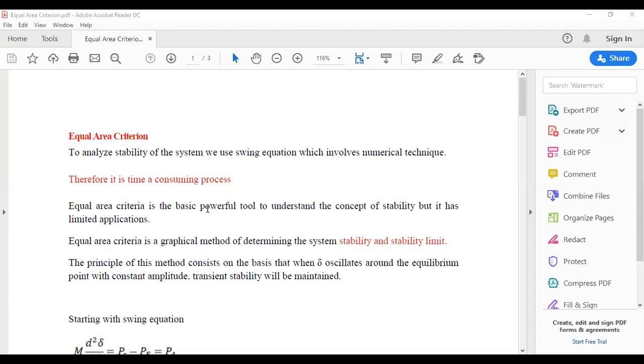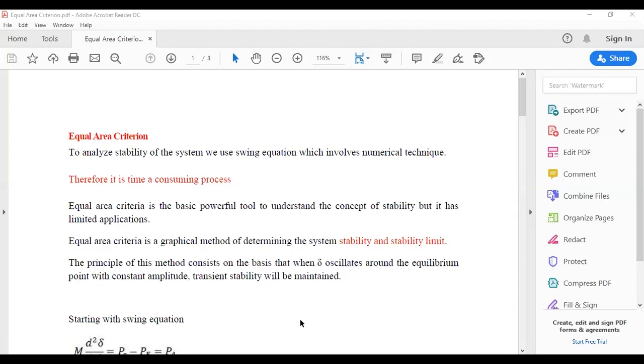So why do you need to find out the stability of the system? In the day before yesterday's class, I mentioned the oscillation of the rotor angle or load angle, the dynamics of the system. That is where delta oscillates. Delta was the power angle in the case of a transmission line, and the rotor angle in the case of a synchronous machine. So here we will go for the synchronous machine characteristic. When this delta oscillates around the equilibrium point with constant amplitude, what does that mean?